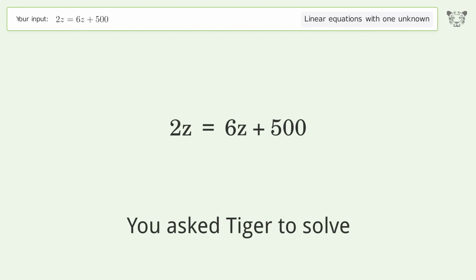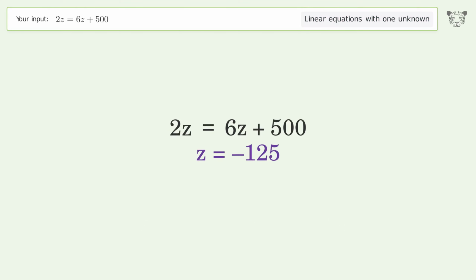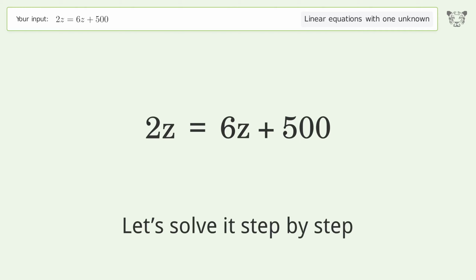You ask Tiger to solve. This deals with linear equations with one unknown. The final result is z equals -125. Let's solve it step by step.